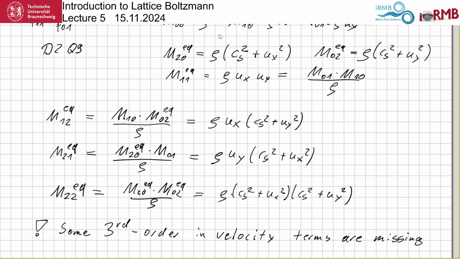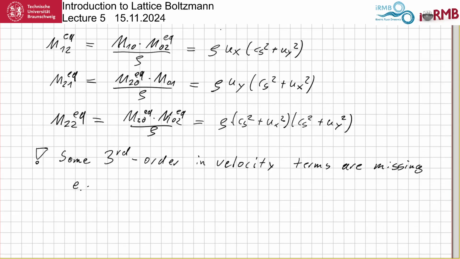So we find that nowhere do we have ux cubed. That just doesn't appear here. But we have some terms that are of higher order, for example, this fourth order term. All of this actually leads to an anisotropic equilibrium.